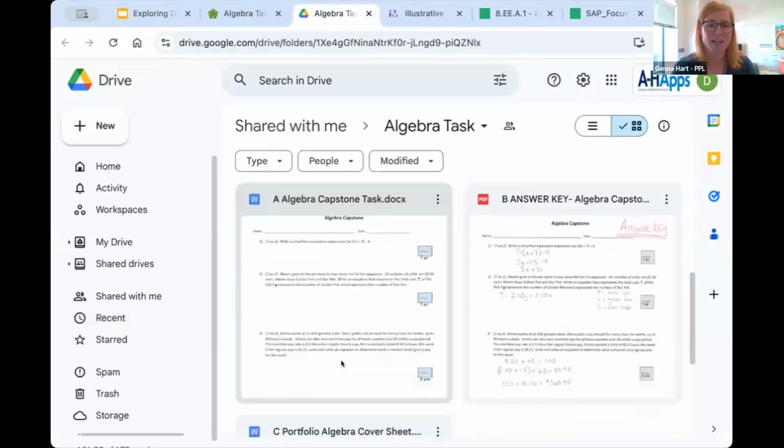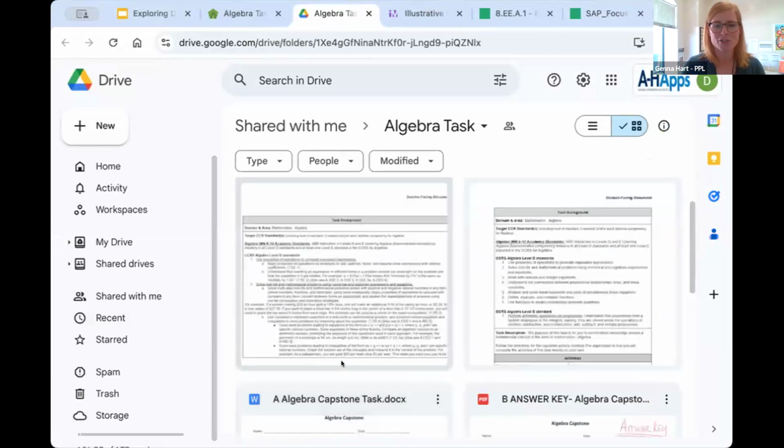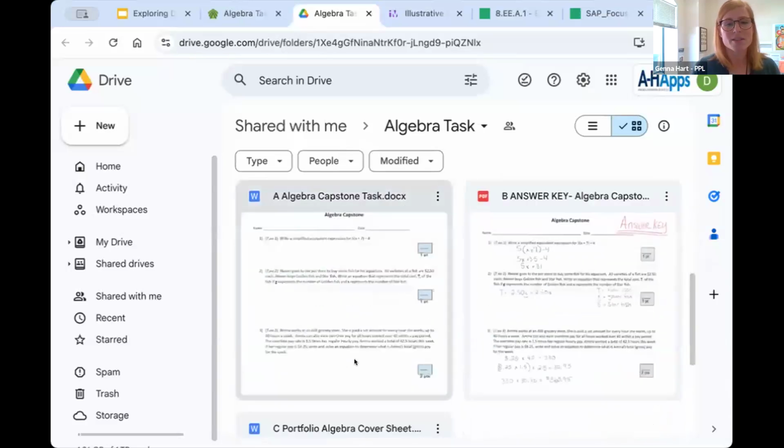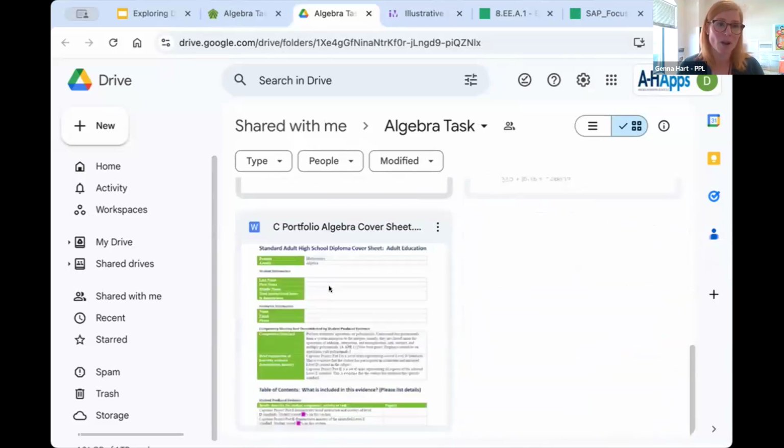it gives you more information. Again, the instructions for the teachers and the students are in there, but there's also a capstone task that you could use. The capstone task answer key is in there. And then there's also the portfolio cover sheet. So if you're submitting anything on SID, having that portfolio cover sheet right there and ready to go helps to speed up that process to make sure you've got all of your ducks in a row for that one.